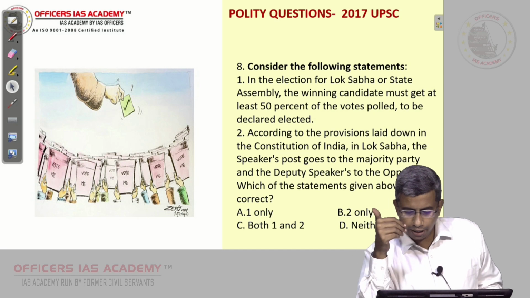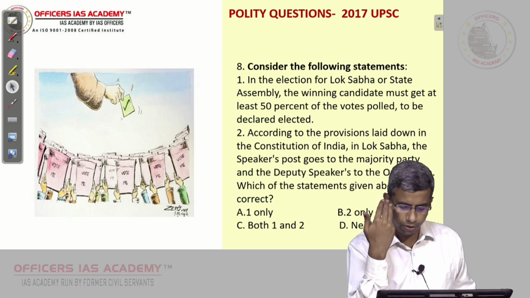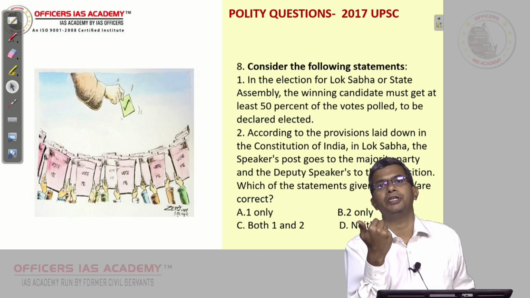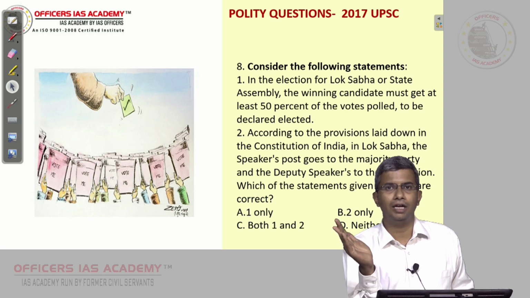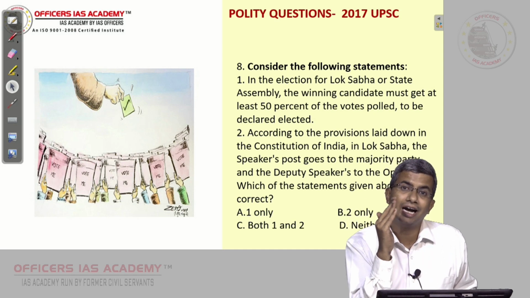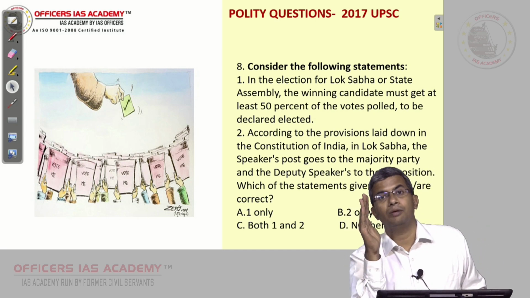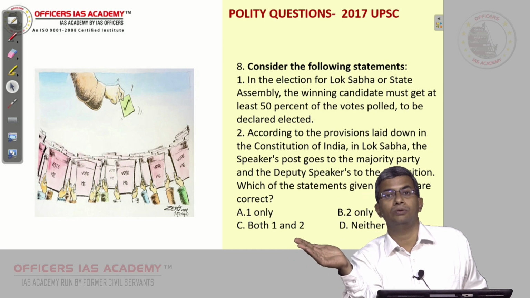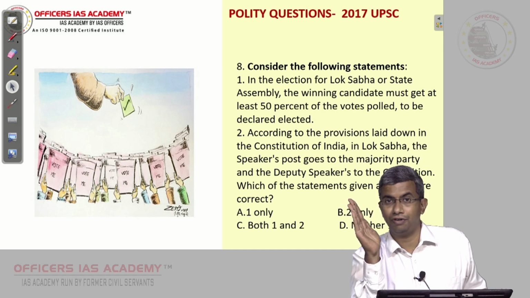According to the provisions laid down in the Constitution of India, in Lok Sabha, the Speaker's post goes to the majority party and the deputy speaker to the opposition. What does the Constitution say? The Constitution only says the House will elect a speaker, the House will elect a deputy speaker. It's only based on convention after the 10th Lok Sabha that the speaker post has gone to the ruling party and the deputy speaker to the opposition party.